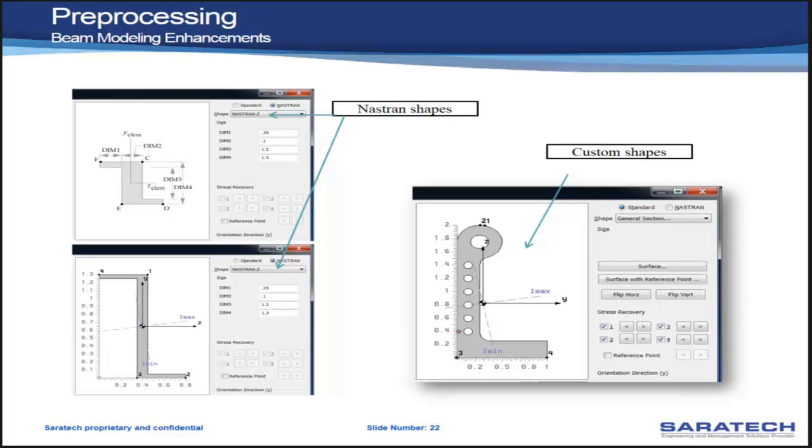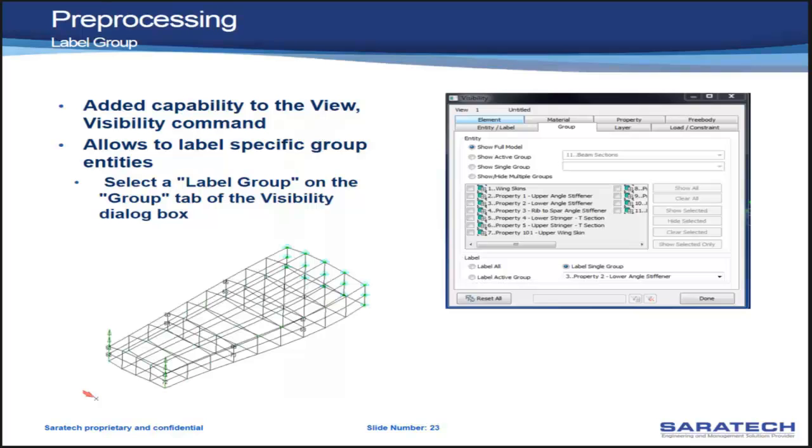Now you can label certain groups by themselves without having to label all your entities on your model. In order to do this, you would go into the visibility command prompt, and you can do this by going to view visibility, or I believe control Q. And in the group options, you can see that there's a new label section, and here if you choose label single group and choose the group that you want, you can go ahead and only label that group.